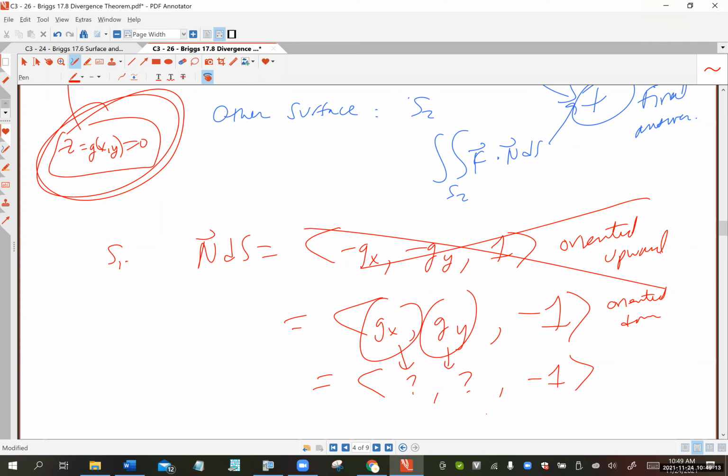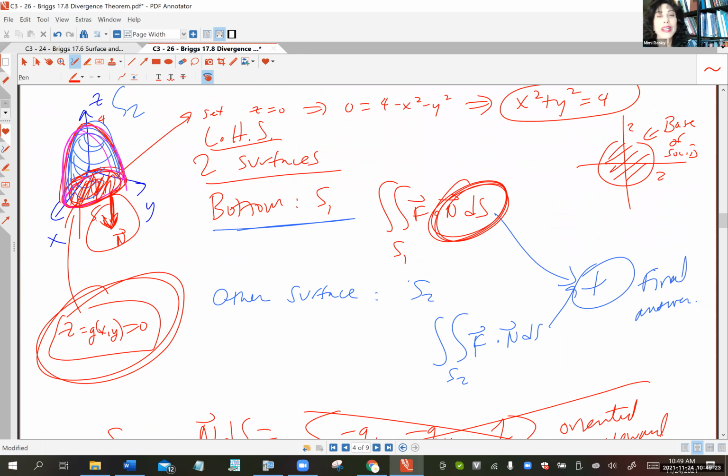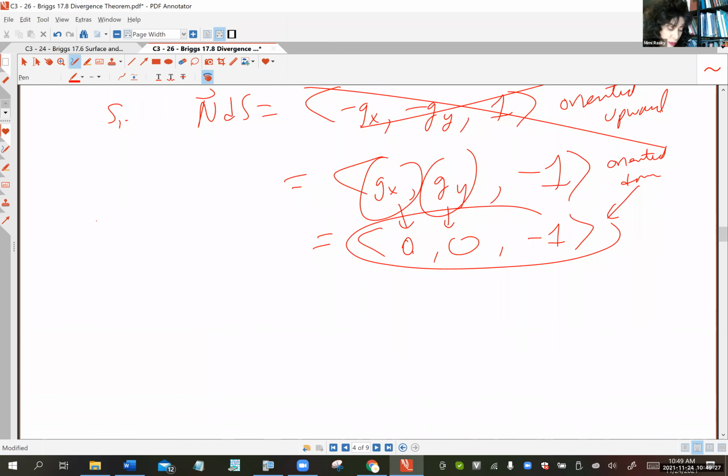Is it 0, 0, 1? Yeah, 0, 0, negative 1, because we want it oriented down. We want this vector pointing down because we need it oriented outward. Okay, so now we're ready to do the flux through the bottom.